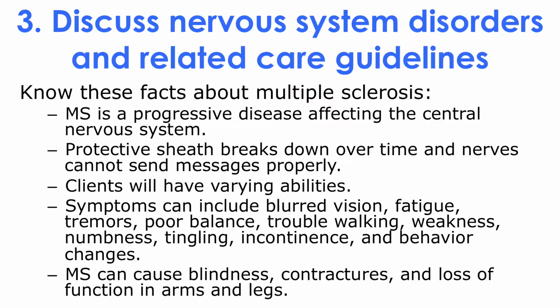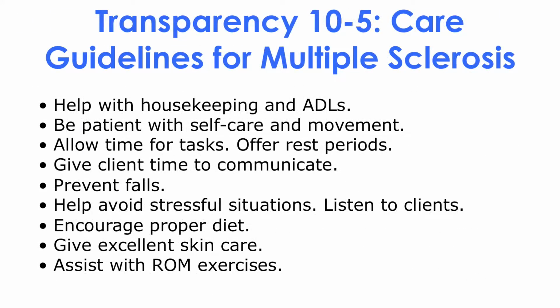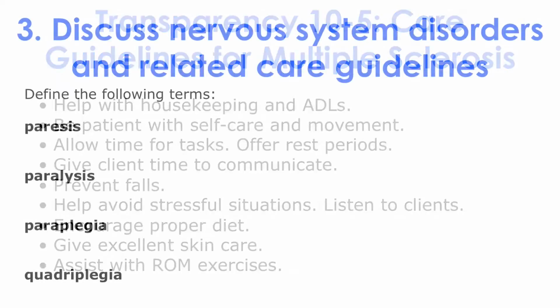Typically, if somebody has a multiple sclerosis diagnosis, we need to be able to address the care that they need. When somebody has multiple sclerosis, we need to help them. We need to prevent falls and avoid stressful situations, because stressful situations can actually cause problems for them. We need to make sure that they're given the proper diet. Skin care is very important, especially when they cannot do things for themselves anymore. Range of motion exercises are also important.